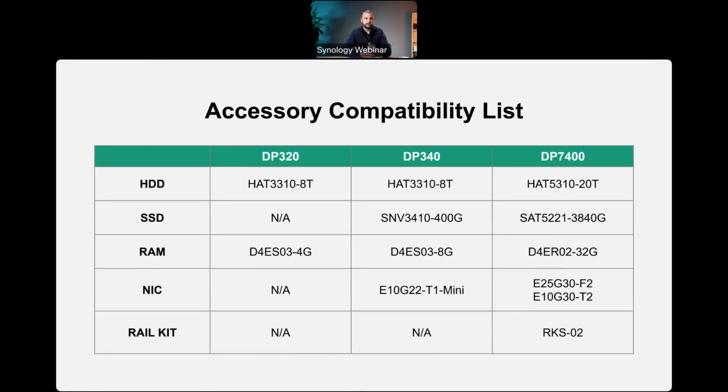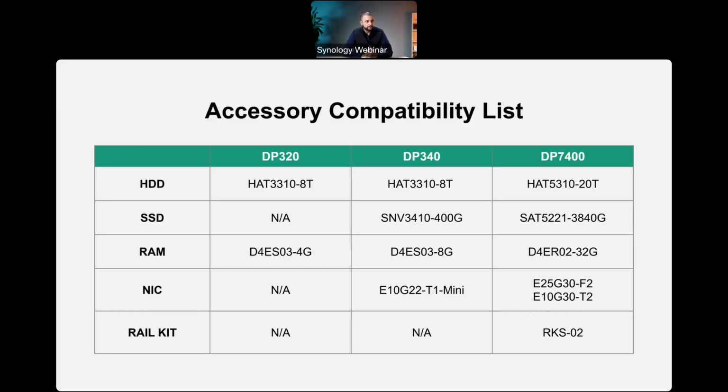When it comes to the accessory list and what is compatible, as you can see, in the DP320 and DP340, you have the HAT 3000 series 8 terabyte drives, and the DP7400 comes with HAT 5000 20 terabyte drives. Because DP320 doesn't support SSD cache, of course, this is not available then, but for DP340, you can have SNV 3410 400 gig SSD NVMe cards, and the DP7400 comes with SATA 5000 series 3.84 terabyte drives.